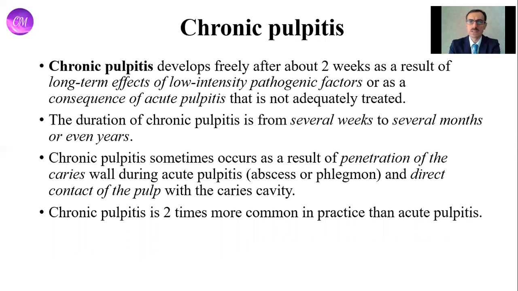Now let me discuss chronic pulpitis. Chronic pulpitis develops freely after about 2 weeks, as a result of the long-term effects of low-intensity pathogenic factors or as a sequel of acute pulpitis that is not adequately treated. The duration of chronic pulpitis is from several weeks to several months or even years.